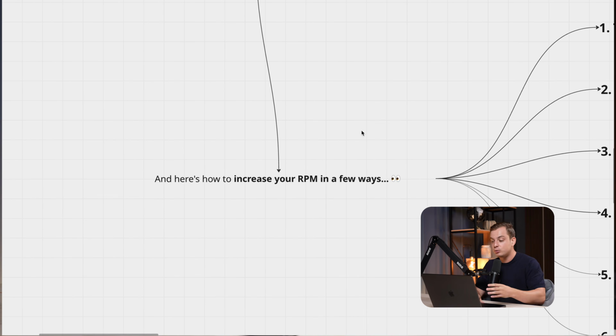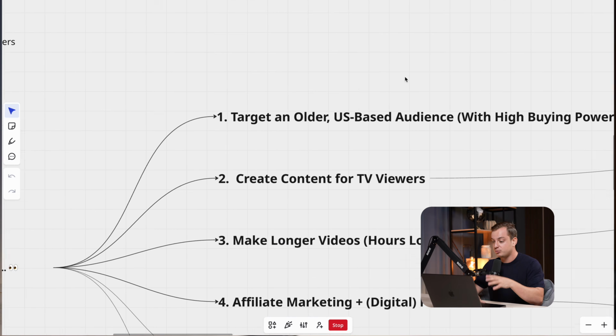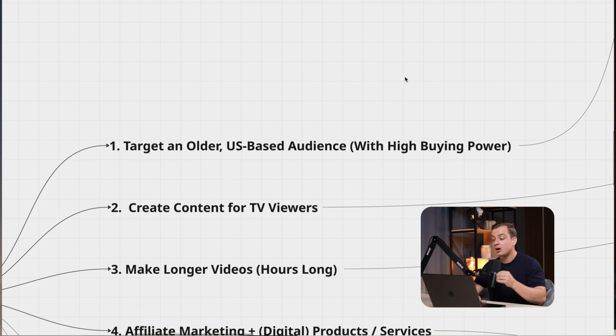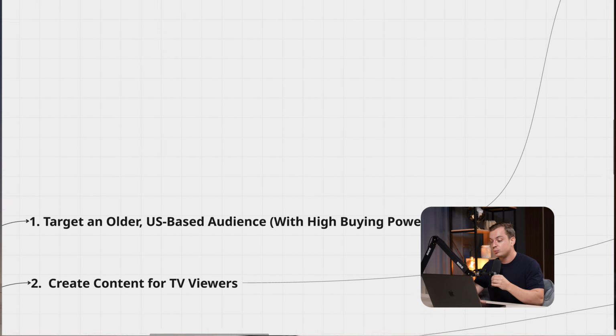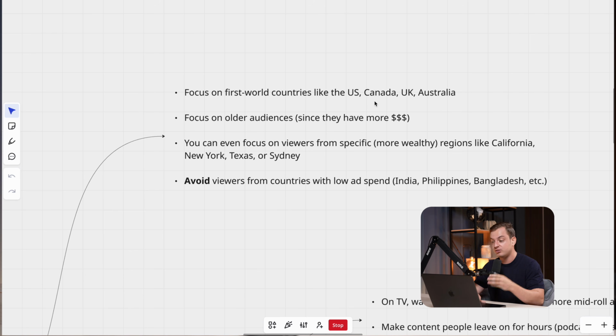And here are a few ways to increase your RPM. And on Instagram, I actually showed all of these in short parts, but now on YouTube, I can show you everything. So what we want to do is target an older, US-based audience with a high purchasing power. So, like I said, we want to focus on first world countries like the US, Canada, UK, and Australia. We want to focus on an older audience, since they have a lot more money. You can even focus on viewers from specific cities.